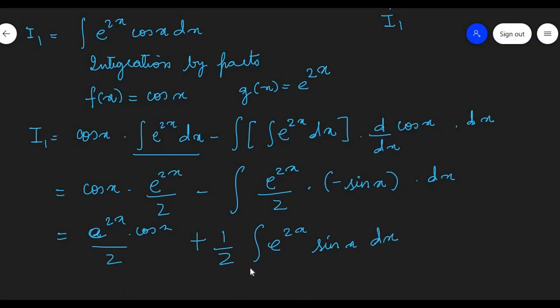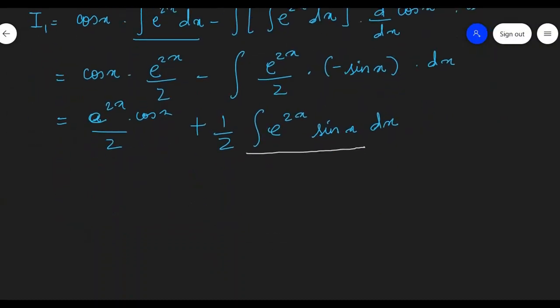Now does this term look familiar to you? Yes, it is our original problem. We are calculating integration of e raised to 2x sin x, right? So I can write this as I. So I can as well say that I1 is equal to e raised to 2x cos x by 2 plus 1 by 2 I. Right? And let's call this equation number 5.